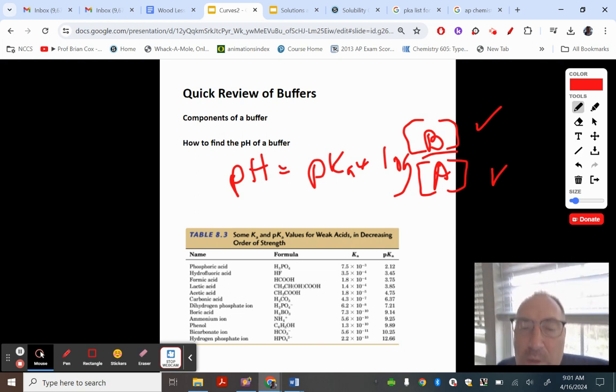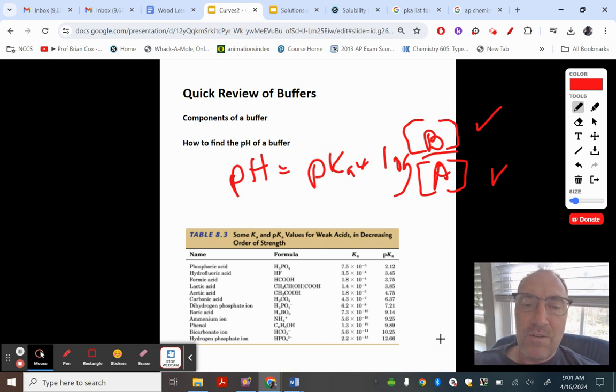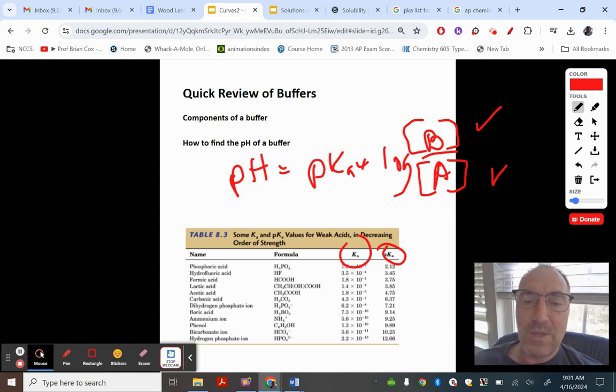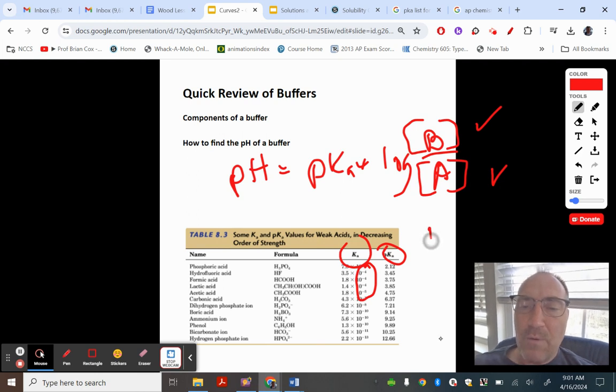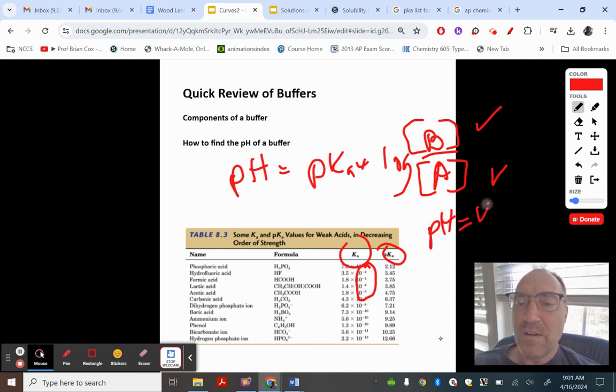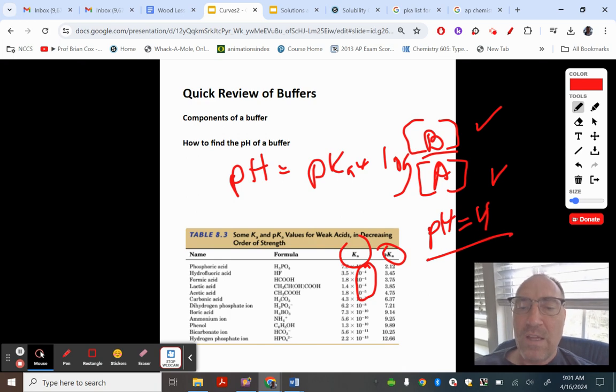So a rule of thumb is, and if you look down here, this is like a pKa list. So Ka, this is usually given to you, and you just take the negative log to find the pKa. Pretty much it's these exponents, where they're at. So if I'm going to make a buffer with a pH of 4, I want it to be 4.